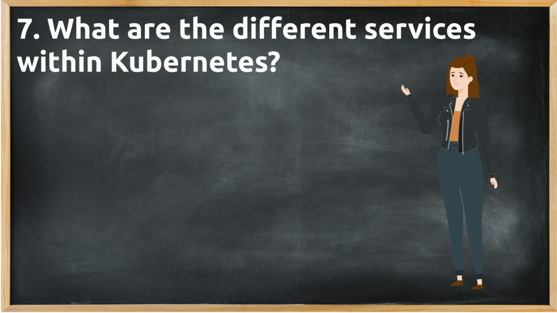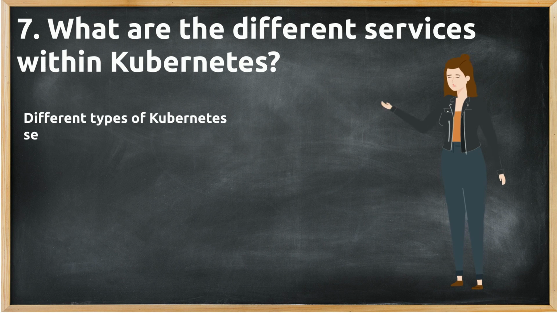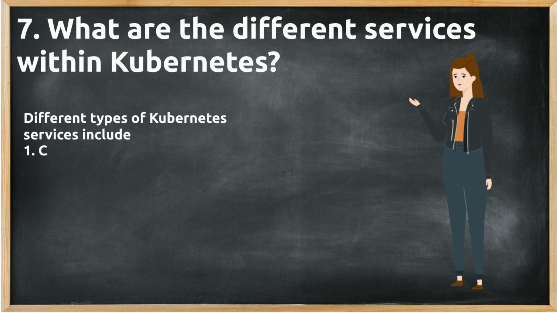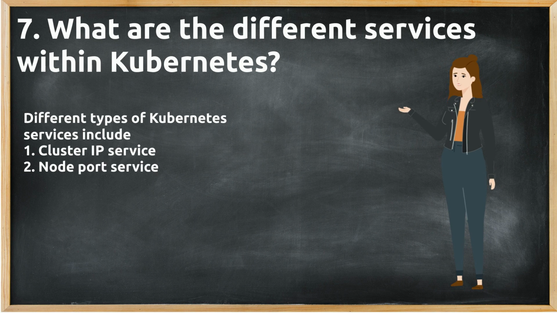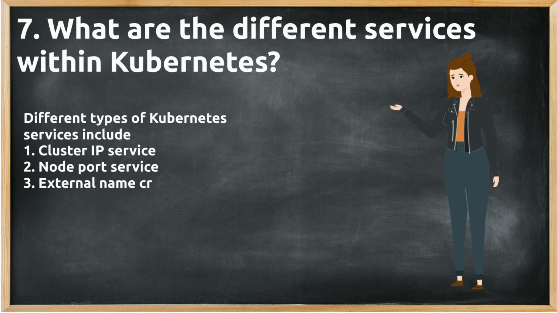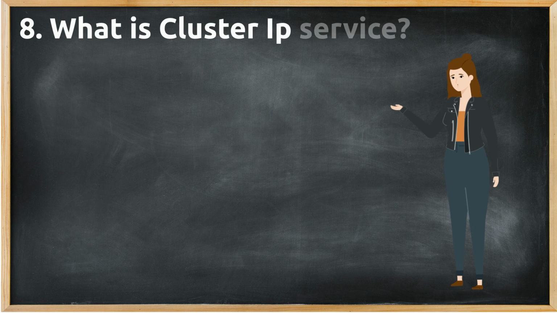7. What are the different services within Kubernetes? Different types of Kubernetes services include: 1. Cluster IP service. 2. Node port service. 3. External name creation service. 4. Load balancer service.